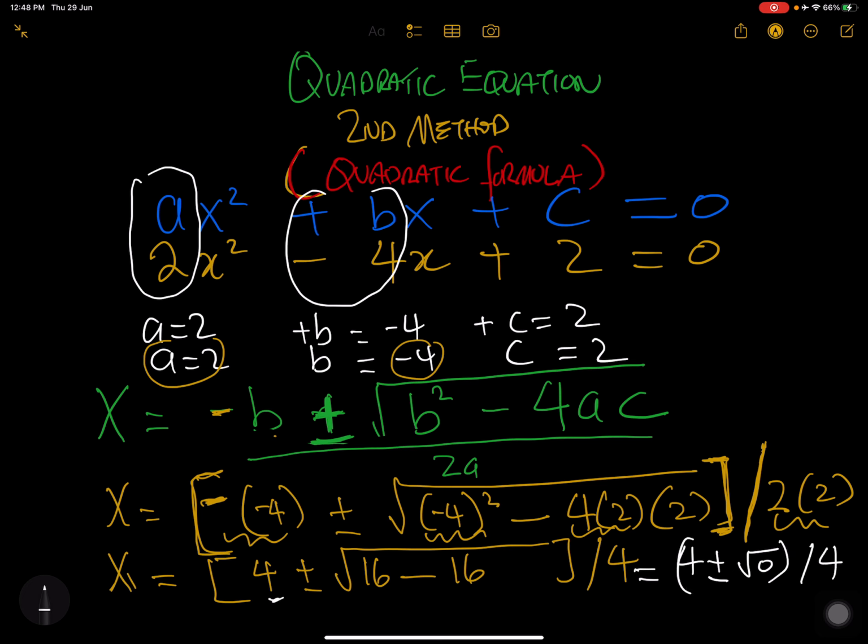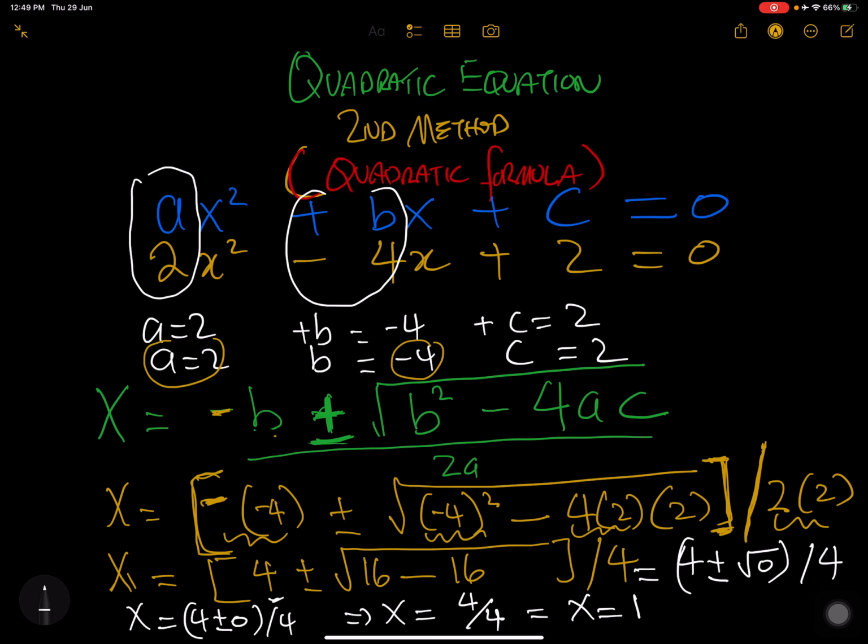Now the top part: x is equal to 4 plus or minus 0. Can you see that? The square root of 0 is 0. And then we divide that by 4. We're going to get x equal to 4 divided by 4, and x is going to be equal to 1. So this is how the quadratic formula works.